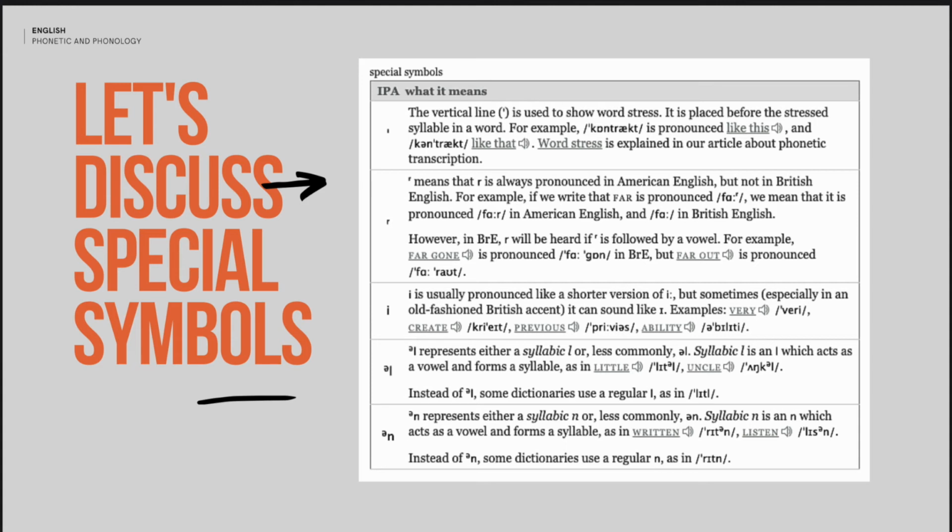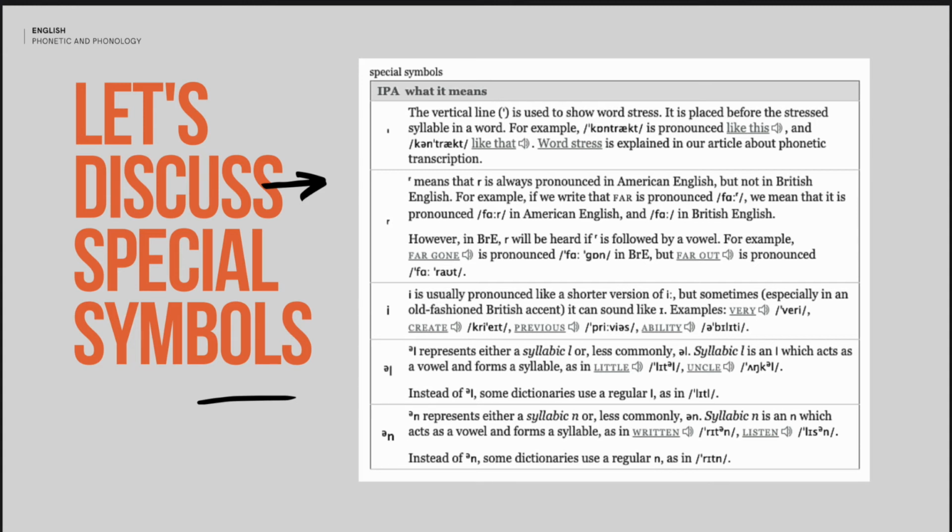A represents either a syllabic E or, less commonly, a syllabic is an, which act as a vowel and form a syllable, as in leisure, uncle. Instead of a, sometimes dictionaries use a regular E, as in lead.